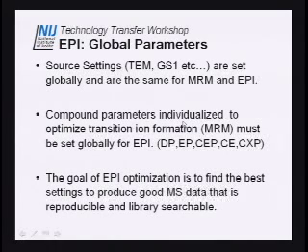The source settings are set globally. They're basically set that way for the mobile phase LC program. The compound parameters are individualized for MRM, but must be set globally for EPI. So here's all the ones you have to set globally. And the goal of EPI optimization is to find the best settings to produce the best MS data that's reproducible and library searchable. You don't want to have willy-nilly settings. You want to set up your parameters so that they work well. In our case, we have 130 drugs. So we have to find a set of parameters that work well for 130 drugs, not for just cocaine.